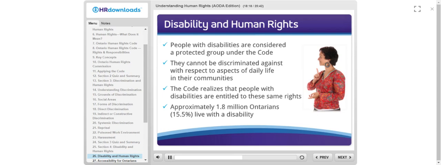According to recent estimates, approximately 1.8 million Ontarians, 15.5%, live with a disability. The number of Ontarians with a disability is increasing as the population gets older. By 2026, it is estimated that approximately 20% of people in Canada will have a disability. These statistics highlight the importance of being mindful of individuals with disabilities and the special requirements they may have in their communities, where they learn and where they work.